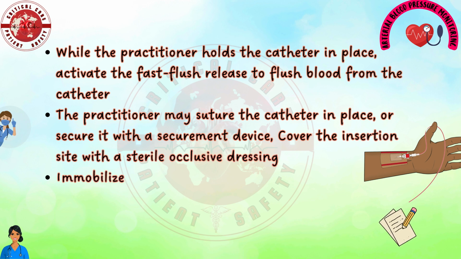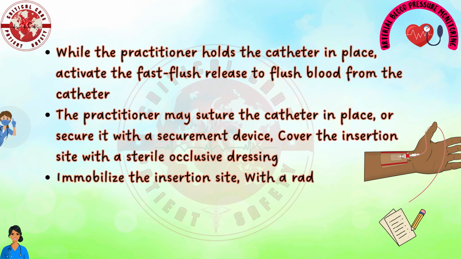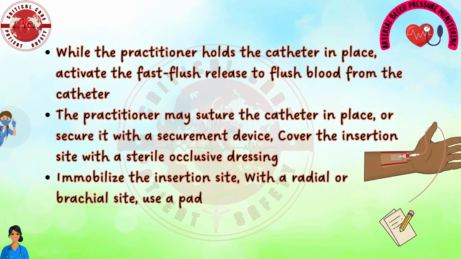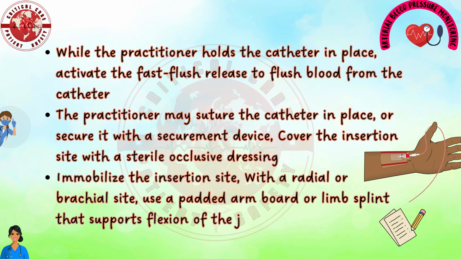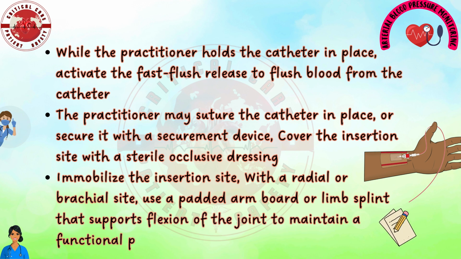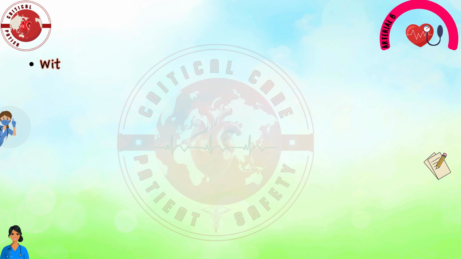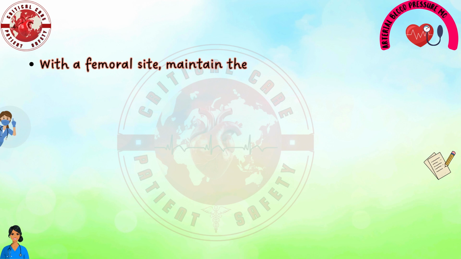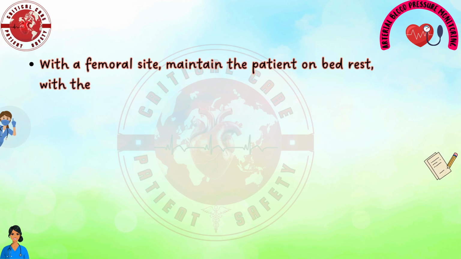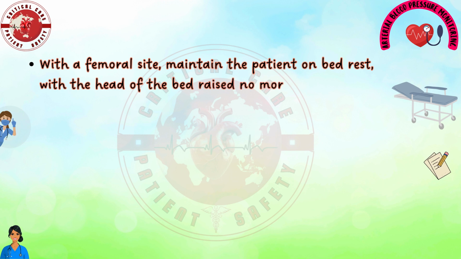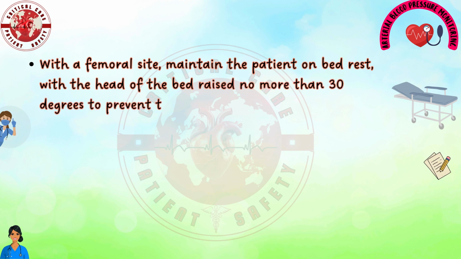Immobilize the insertion site. With a radial or brachial site, use a padded arm board or limb splint that supports flexion of the joint to maintain a functional position. With a femoral site, maintain the patient on bed rest, with the head of the bed raised no more than 30 degrees to prevent the catheter from kinking.